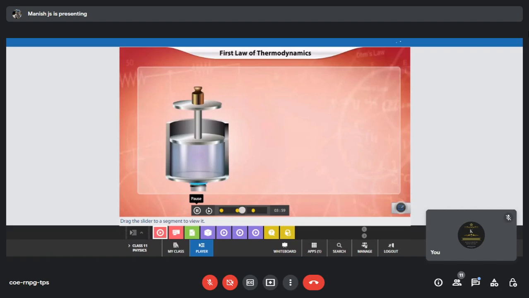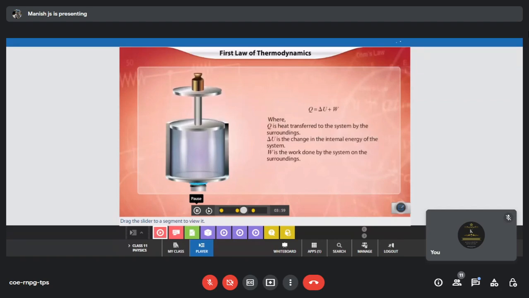Now let's understand the first law of thermodynamics, which states that the amount of heat Q transferred to a system is partly used to increase the internal energy of the system, and the rest is used in doing work on the surroundings.